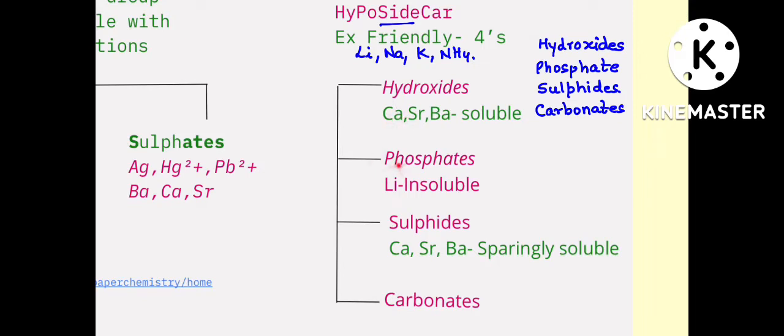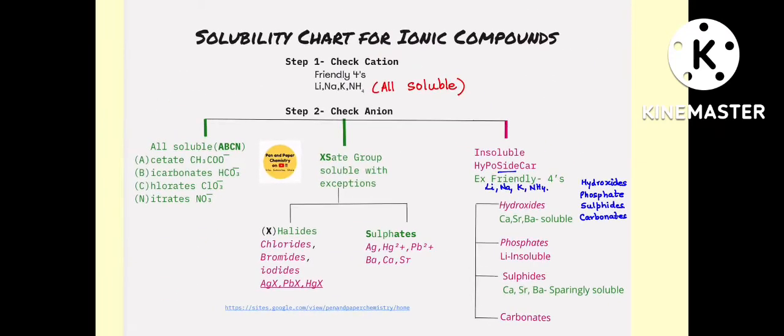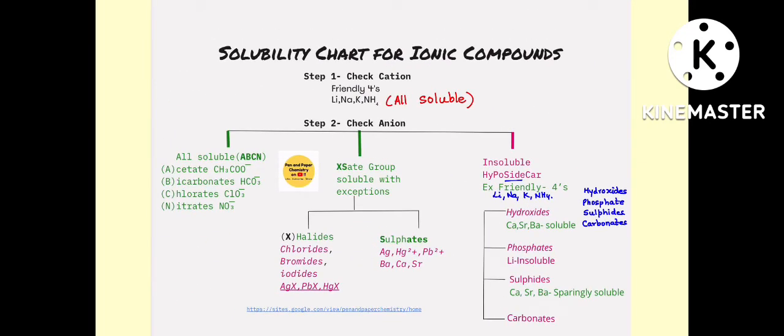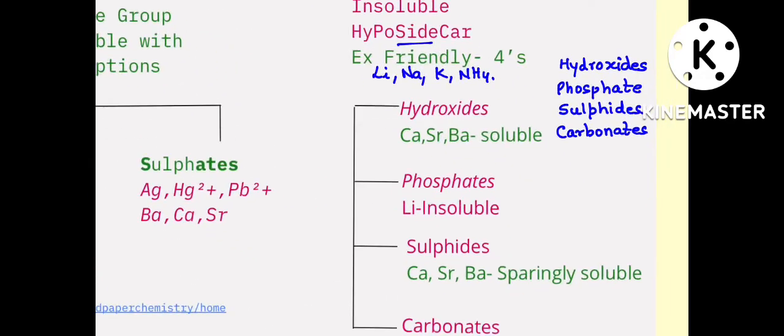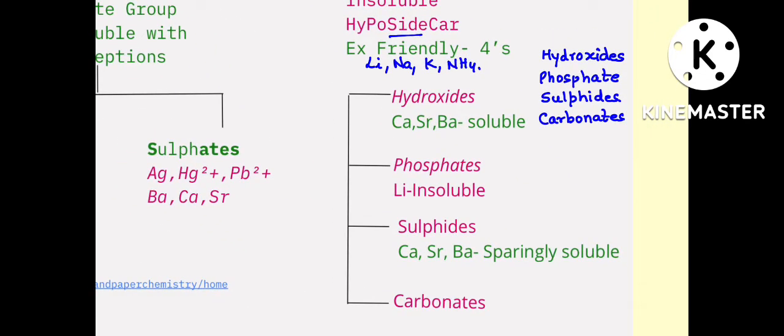And remember, these are generalizations. Solubility also varies with the temperature. Okay, don't forget that. So this chart is just for a quick overview and a quick recall. We know that solubility depends on a number of other factors as well. Phosphates are insoluble except the friendly four. In fact, now we'll call it a friendly 3 because lithium phosphate is insoluble, right?